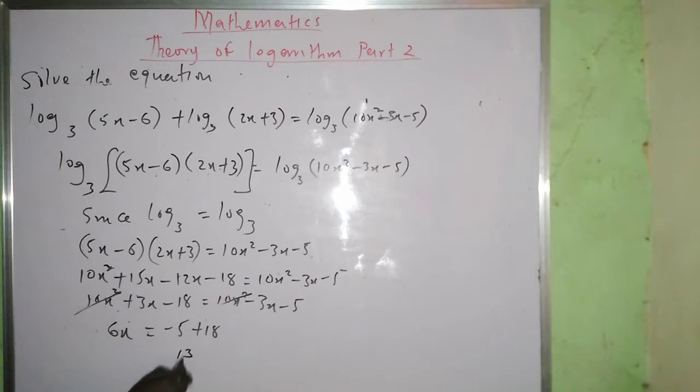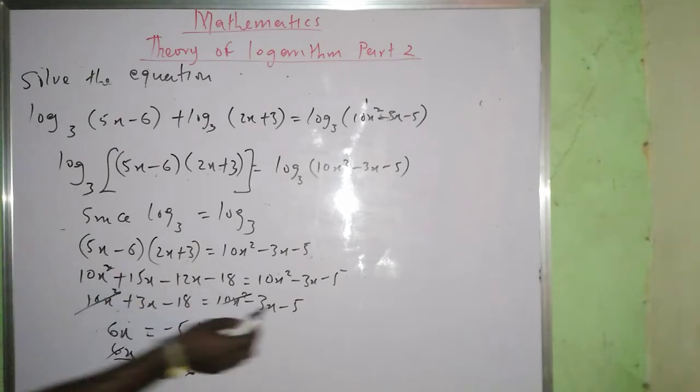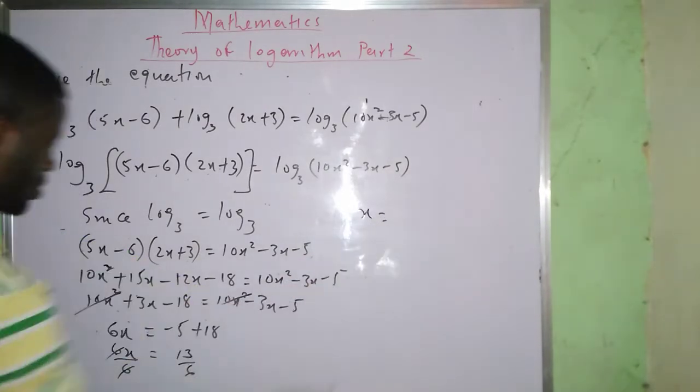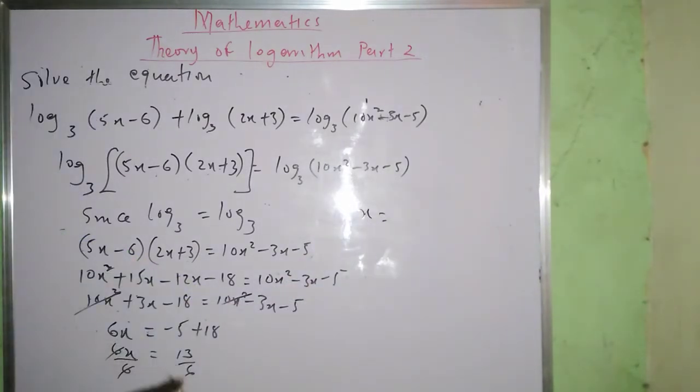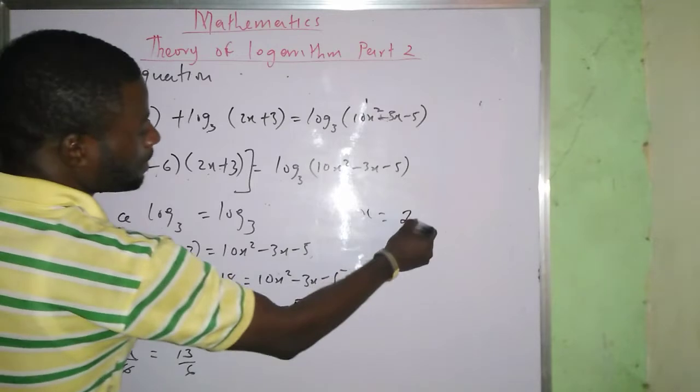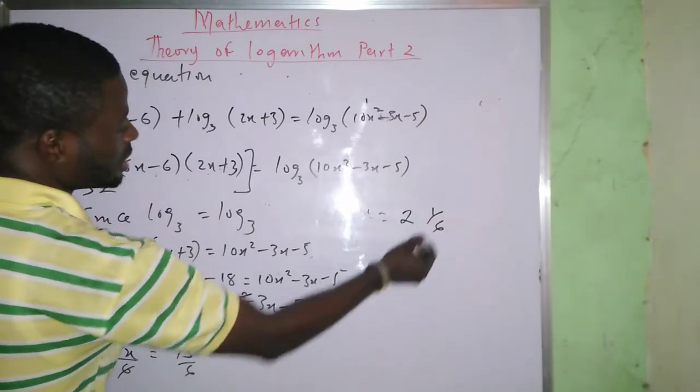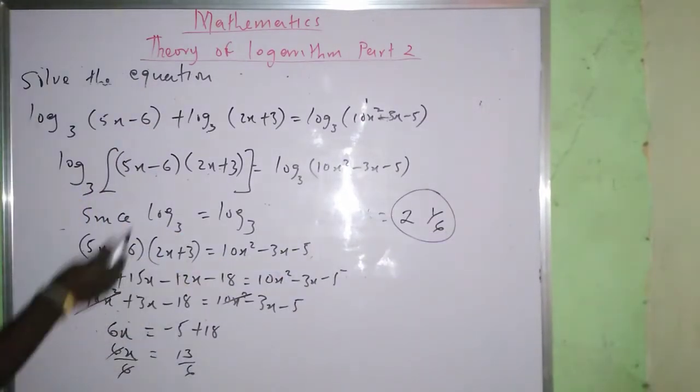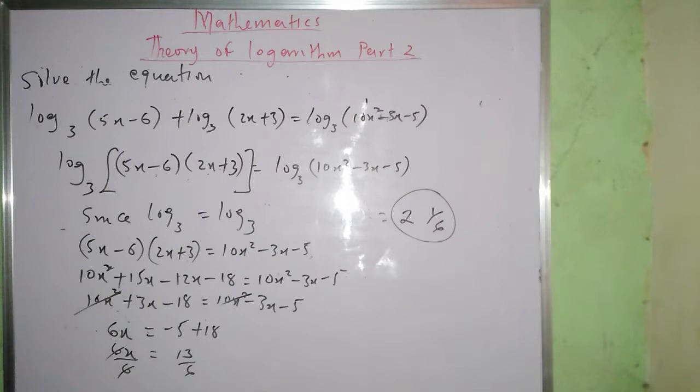Now I will have 6x equals 13. Divide both sides by 6. This will cancel, and my x will be equal to 13 over 6, which is 2 and 1 over 6. That is my final answer. I can now put this back to satisfy the equation. That is for that.